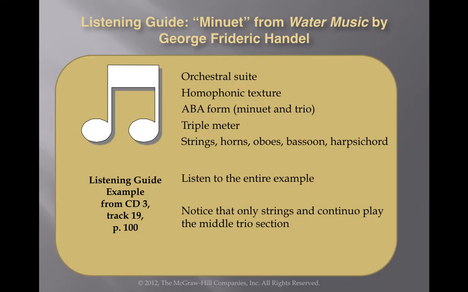Now, your first listening example is the minuet from Water Music. It is a piece of music that uses strings, horns, oboes, bassoon, and harpsichord. And when you listen to it, you will hear that it is in ABA form, or what we call ternary form, and that it is in triple meter. So you can click the link to the first listening example and hear that on your own.